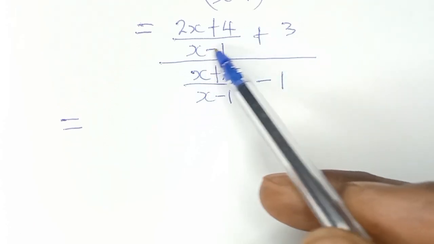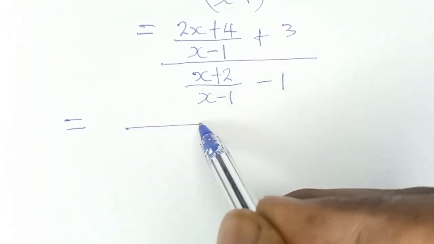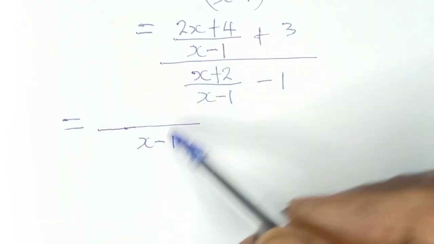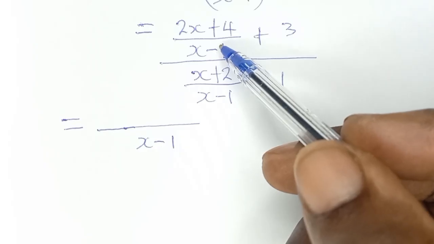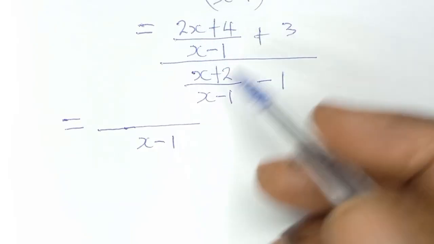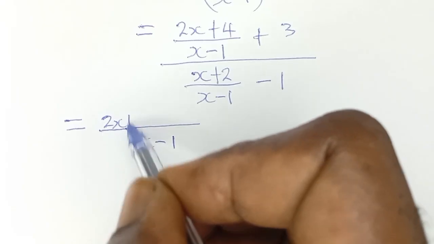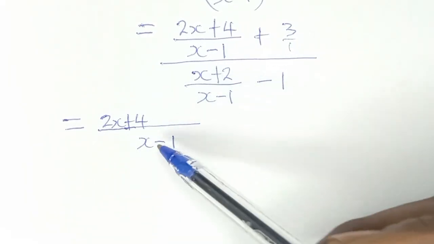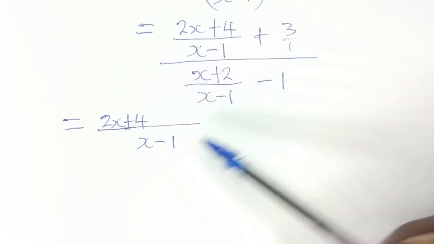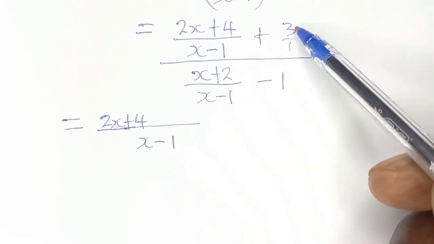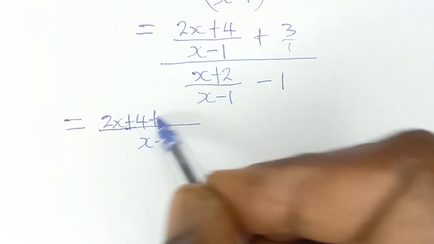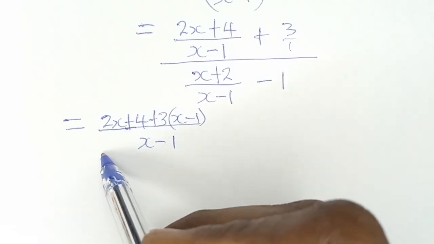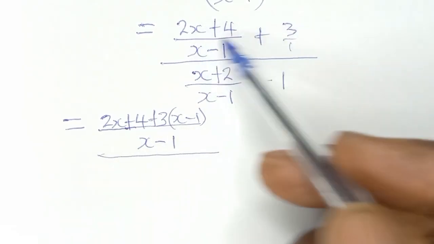So the LCM here is x − 1. So I'm going to take the LCM as x − 1. x − 1 divided by x − 1 is 1. Then multiply by this 2x + 4 remains 2x + 4. And then, don't forget, this is like 3 over 1. So x − 1 divided by 1 will still be x − 1, and then multiply by 3 here. So it becomes plus 3 multiplied by (x − 1). And then all over now, we are through the numerator.